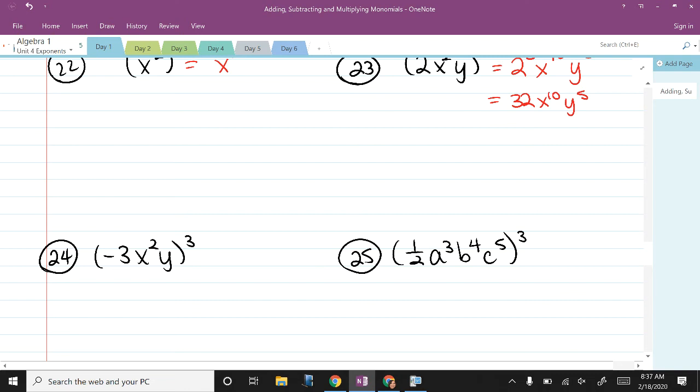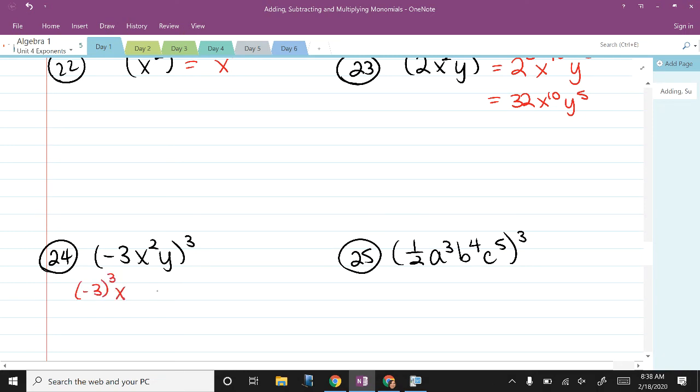Okay, so number 24, power of a power. And I know it's power of a power because I see parentheses and I have an exponent outside the parentheses. Okay, that's how you know it's power of a power. If you see parentheses and there's an exponent outside the parentheses. Okay, so everything inside the parentheses gets the exponent. Y'all with me? So -3 gets a third power.